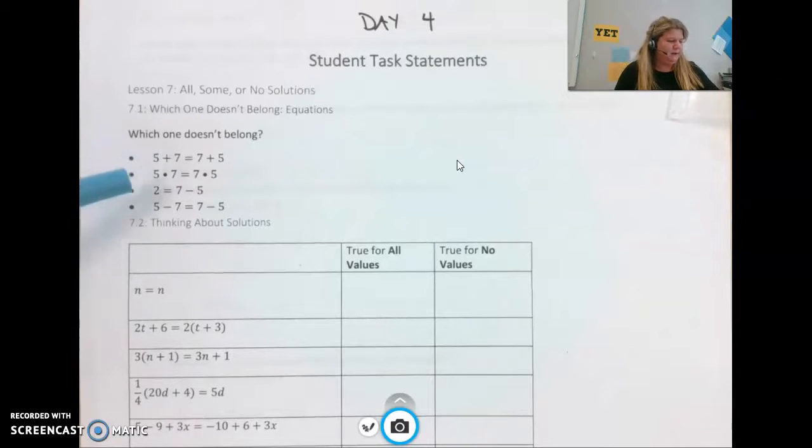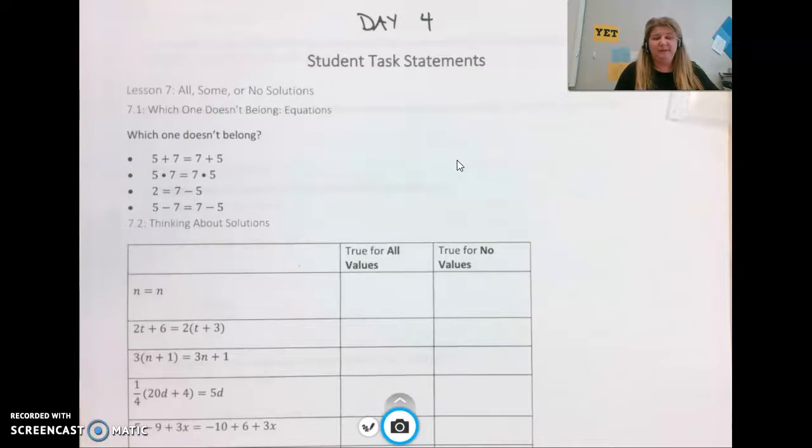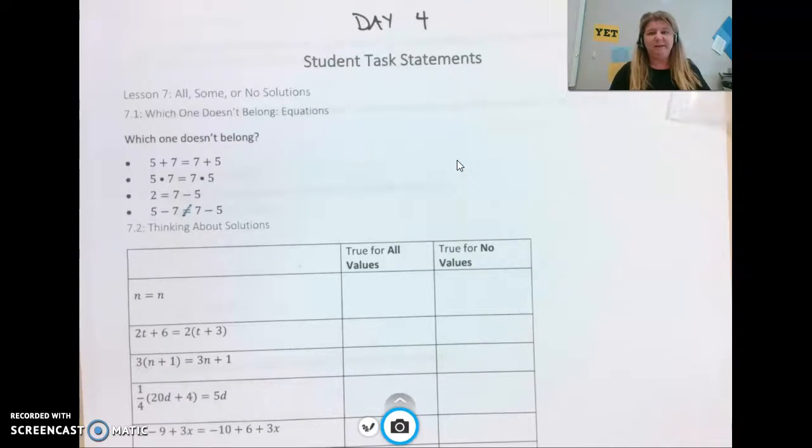Maybe you said the first one was the only one that had addition, or maybe you said the second one was the only one that had multiplication, or the second one was the only one that dealt with the number 35 indirectly. Maybe you said the third one is the only one that had one number on one side of the equation. There could be lots of different thinking happening here. This is the only one that isn't true because -2 is not equal to 2. I really need to put that in there. I don't feel comfortable leaving that as a lie.